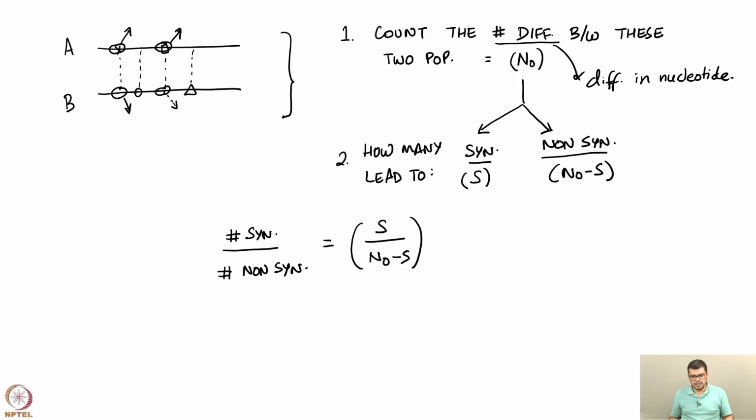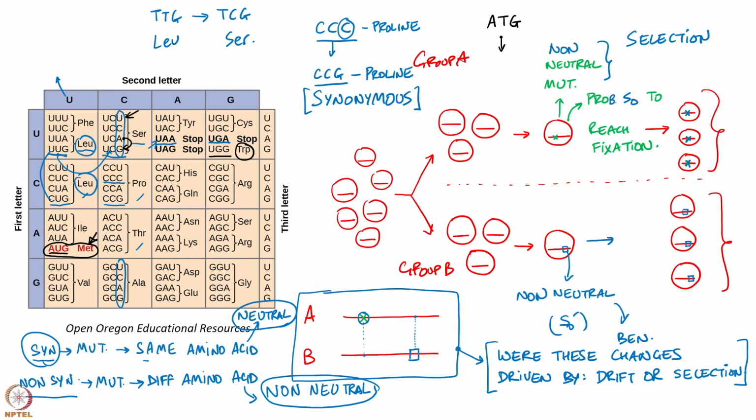But this does not tell us what we want to know, because as we saw in this picture, suppose I have a DNA sequence which is simply ATG ATG and nothing else. This sequence cannot have a synonymous mutation because the amino acid it encodes for does not have another codon. Hence, every mutation that happens in this sequence is going to be a non-synonymous mutation.